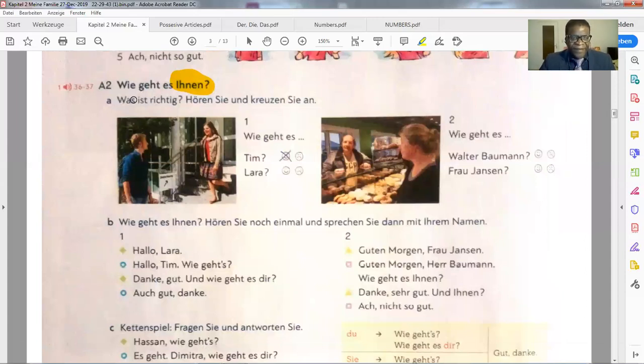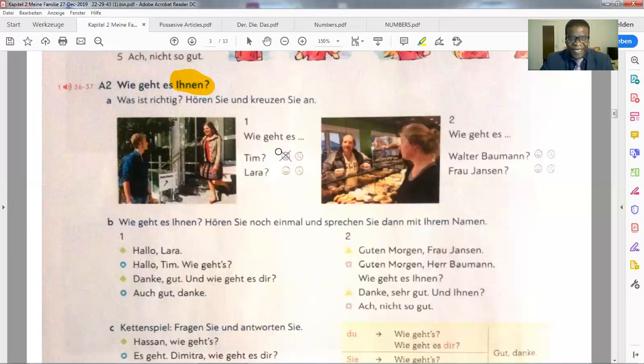Wie geht es Ihnen? This is now formal, okay? Ihnen, when you are greeting your boss or somebody you're meeting for the first time, you're going to use Ihnen. How are you? How is it going with you, sir, madam? Was ist richtig? Because you have to listen to the CD, they're asking, what is correct? Hören Sie und kreuzen Sie an. Listen and cross, like here, tick. Now we're just going to be reading together or checking it together without the CD. We're going to listen to the CD later on.